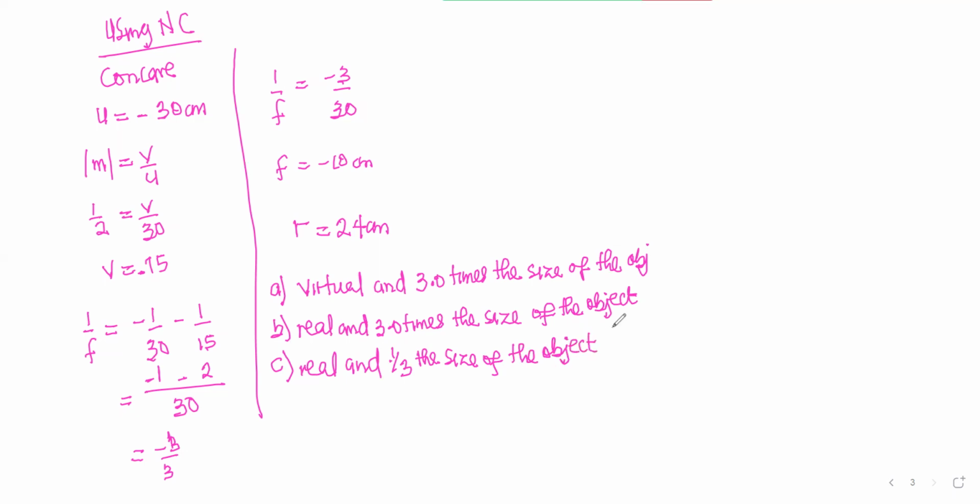So I'm going over. A concave mirror has a radius of curvature of 24 centimeters. How far is an object from the mirror if an image is formed that is A, virtual and 3 times the size of the object, B, real and 3 times the size of the object, and C, real and 1/3 the size of the object.